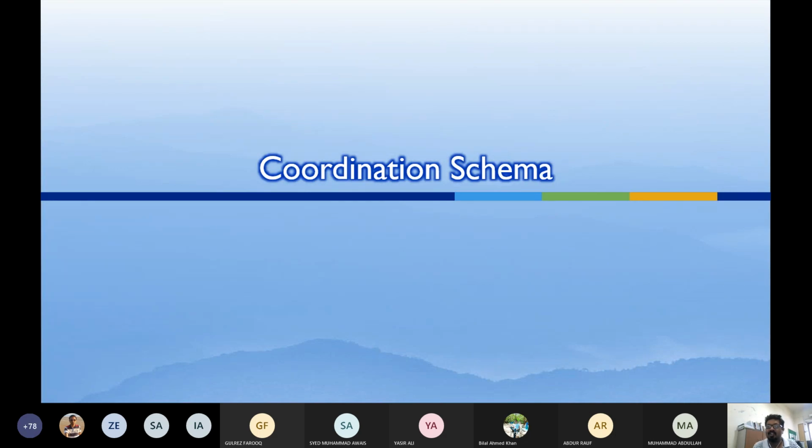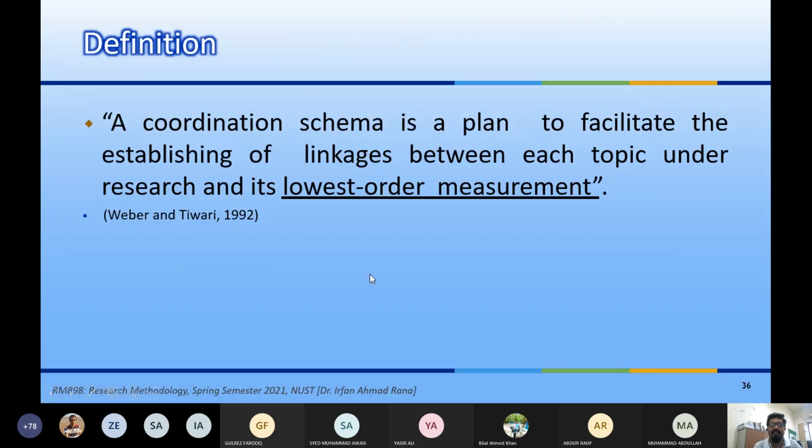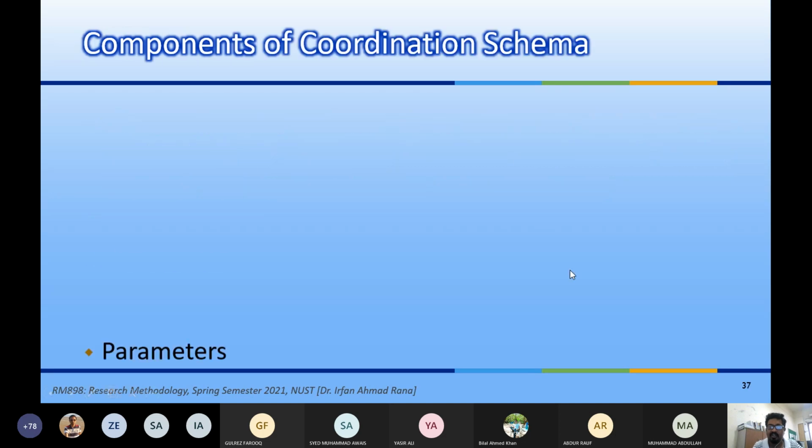Okay, coming back to the coordination schema. So the next topic I'll dive into is the coordination schema. The coordination schema is basically a plan. You say, okay, this is my objective. This is the data I need. This is the technique I will apply to achieve this objective, and this is the point where I will get the data.